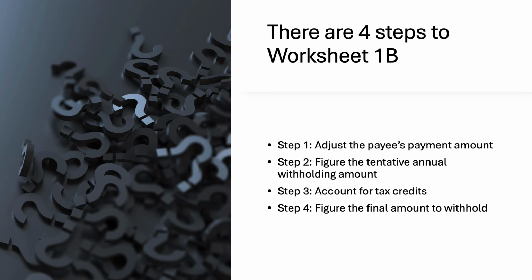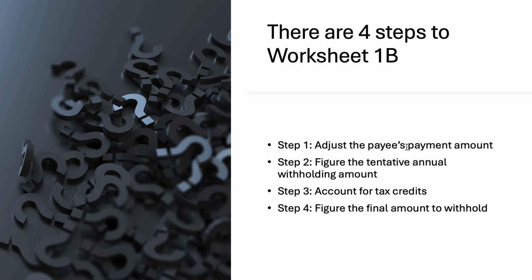There are 4 steps to Worksheet 1B. Step 1, adjust the payee's payment amount. Step 2, figure the tentative annual withholding amount. Step 3, account for tax credits. Step 4, figure the final amount to withhold. These are the steps that your payer will calculate to determine what your tax withholdings are.